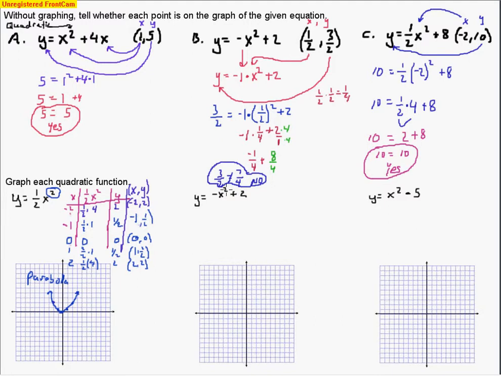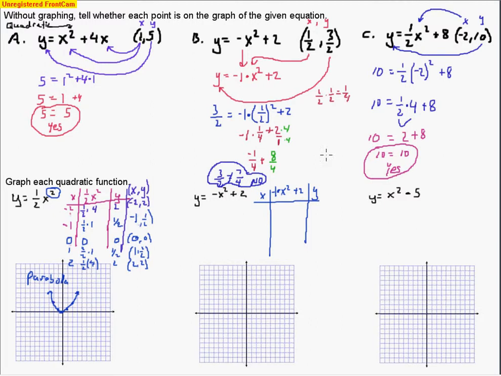We know it's going to be a parabola because it has this x squared. So let's go ahead and make our chart. We've got our x values, and we've got the function, -x squared plus 2. Now, when we have that -x squared, let's change this a little bit to make it easier for you to see. That -x squared means that it's -1 being multiplied by x squared. And then we get our y values.